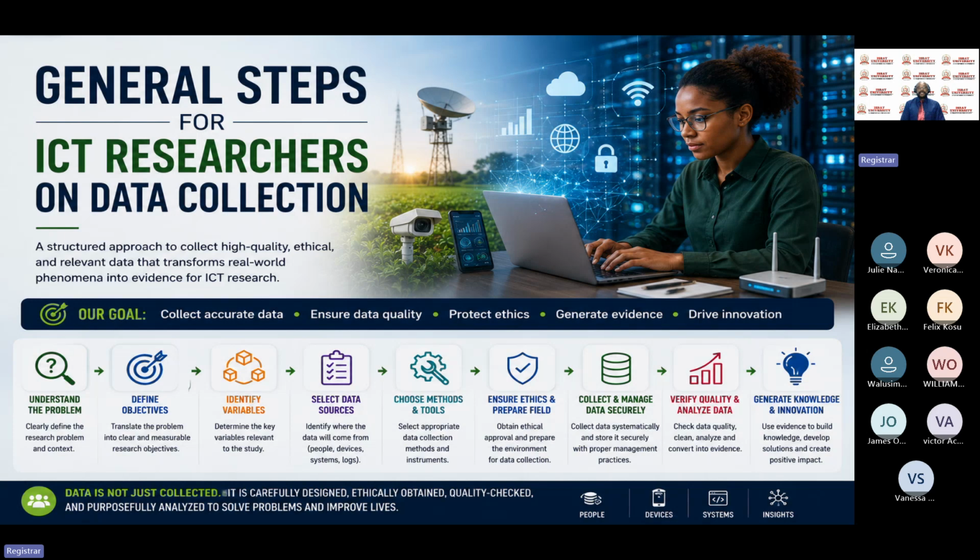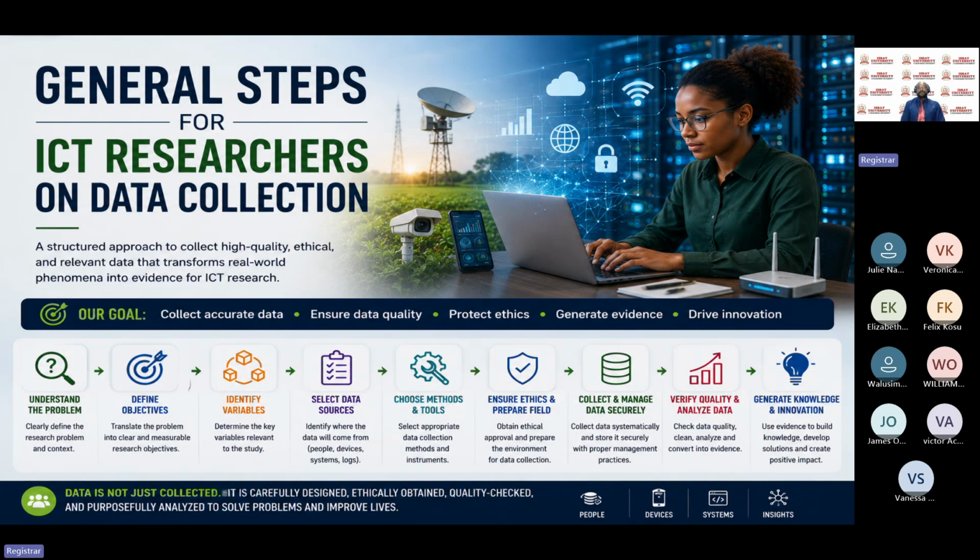So when we collect data, we have to choose methods and tools. These are appropriate data collection methods and instruments to collect data, sense data. And once you collect data, you have to ensure ethics. It is field ethics. When you go to the field, when you collect data, 100% you have to get an ethical approval as well as prepare the environment for data collection.